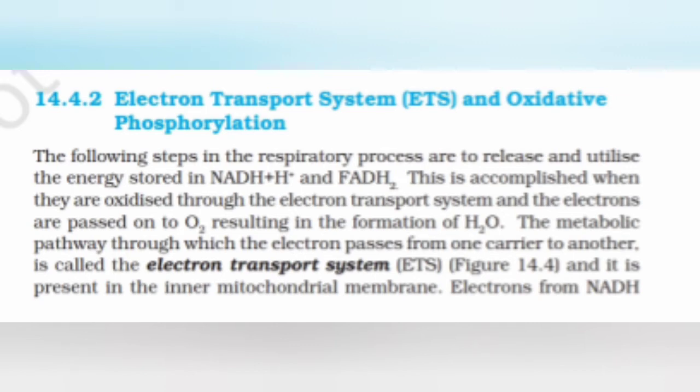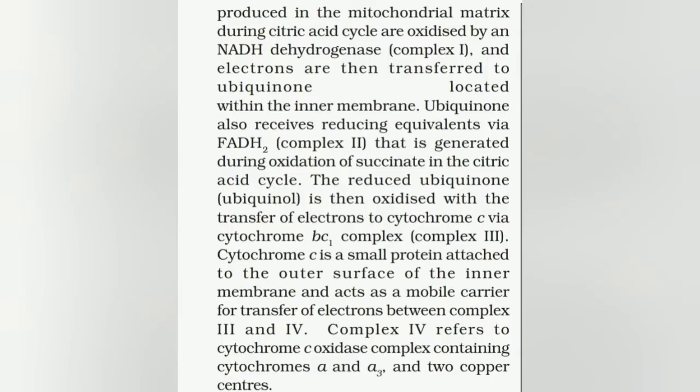Electron transport system and oxidative phosphorylation. The following steps in the respiratory process are to release and utilize the energy stored in NADH and FADH2. This is accomplished when they are oxidized through the electron transport system and the electrons are passed on to oxygen, resulting in the formation of water. The metabolic pathway through which the electron passes from one carrier to another is called the electron transport system, present inside the membrane of the mitochondria.